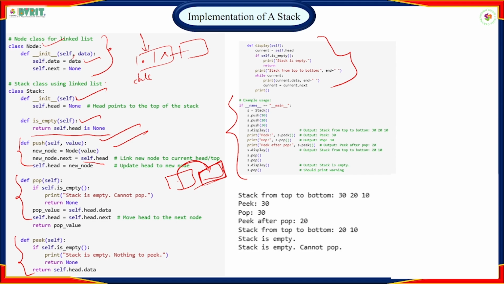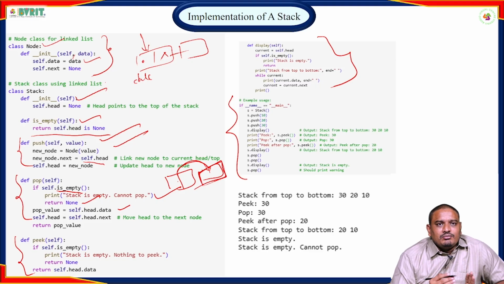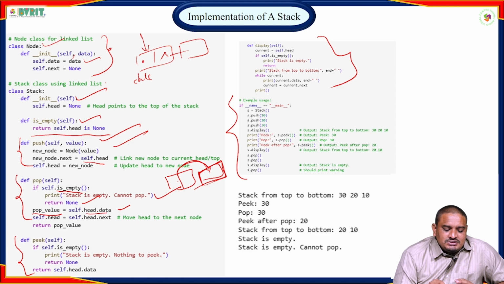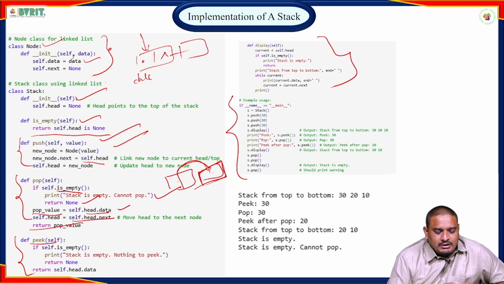Next, the pop operation. In the pop operation, first you check whether the linked list is empty or not. Now we apply the is_empty method. If the stack is empty, we cannot perform the pop operation. Otherwise, pop_value equals self.head.data, which is the element that will be removed from the linked list. Then self.head equals self.head.next, meaning it will move the head to the next node. Return pop_value.